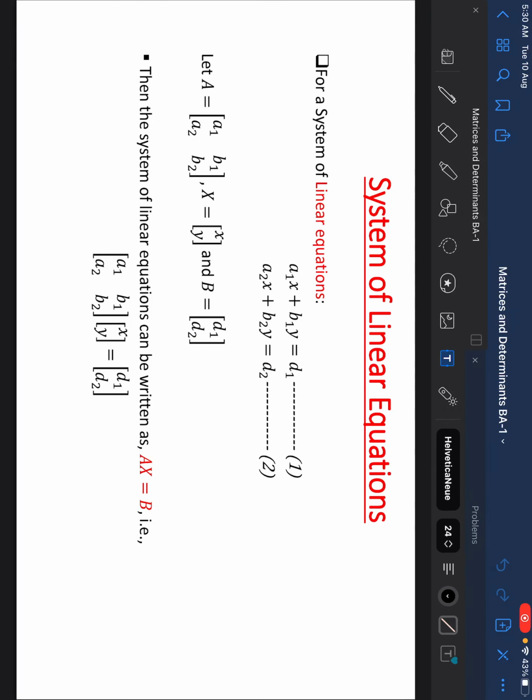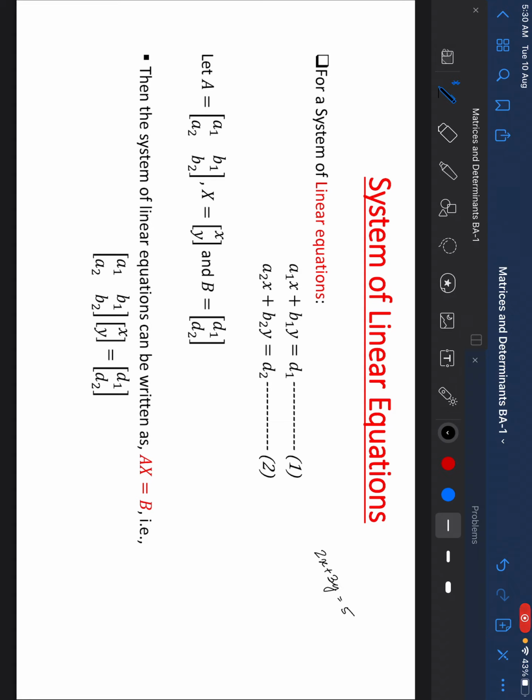So now we're going to do system of linear equations. So what does system of linear equations basically mean? So we know that linear equations is what? Suppose we have 2x plus 3y is equal to 5. Now here you see the variables are what?